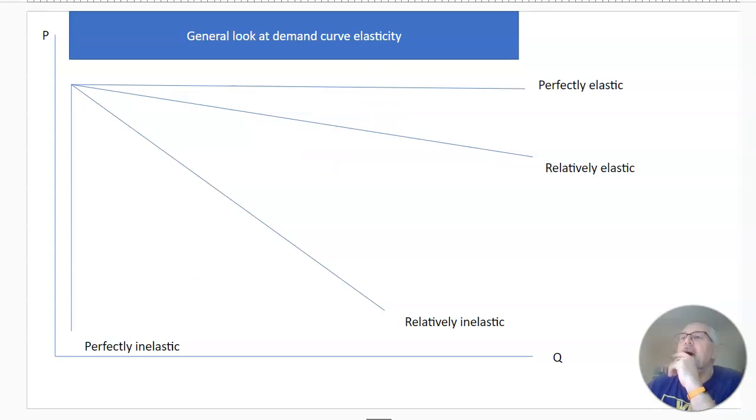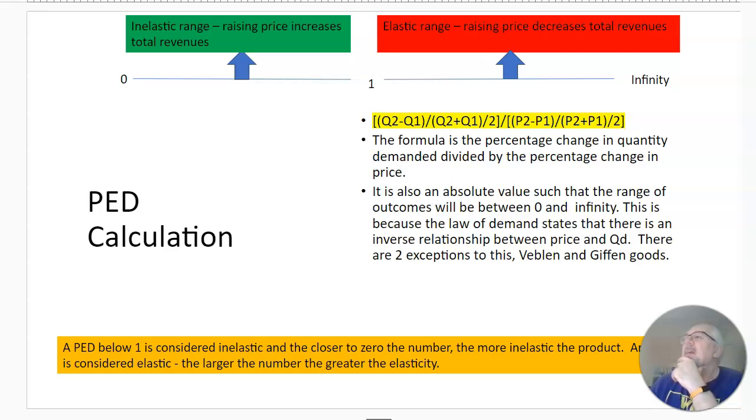When we think about the mathematics behind it, it's really calculated as the percentage change in quantity demanded divided by the percentage change in price. A lot of the intro textbooks will use a midpoint formula where we look at the average change of a line segment. And so the top part here represents the average change in quantity. The bottom part here represents the average change in price. You divide this by that, and you will get a number that ranges from 0 to infinity.